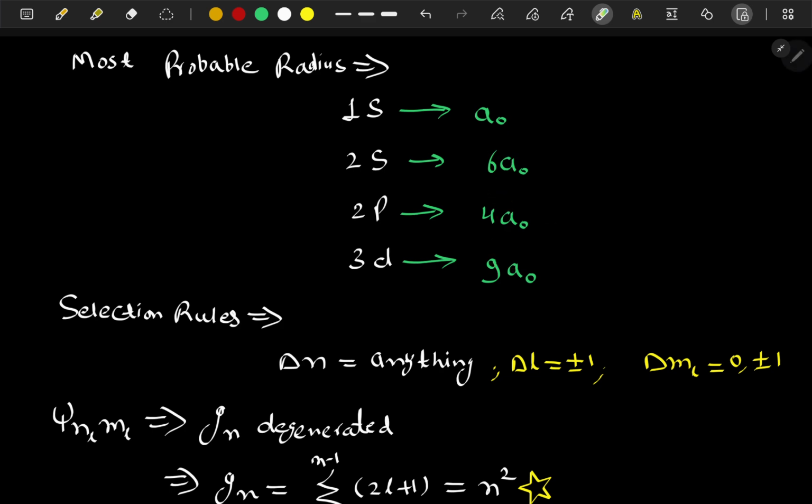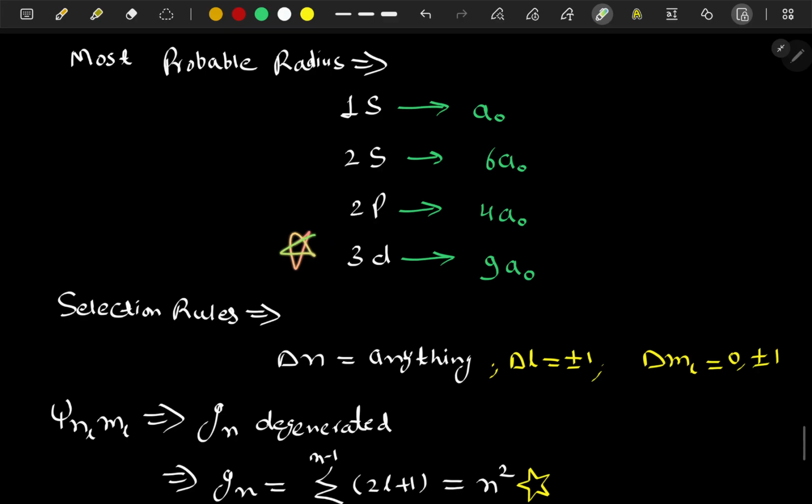Okay, 1649: 1s, 2s, 2p, and 3d. It can directly be asked in the examination. 1s, 2s, 2p, and 3d. For 1s it's a0, for 2s it's 6 a0, for 2p it's 4 a0, and for 3d it's 9 a0.